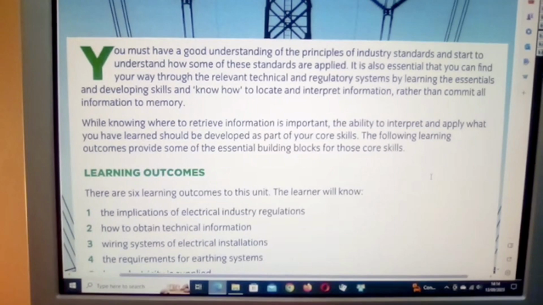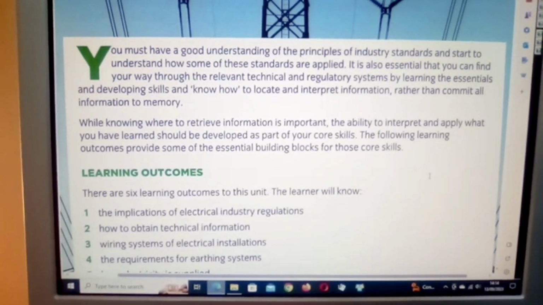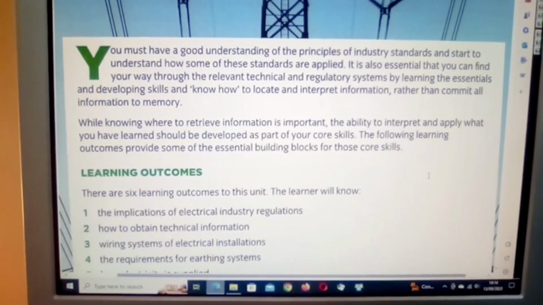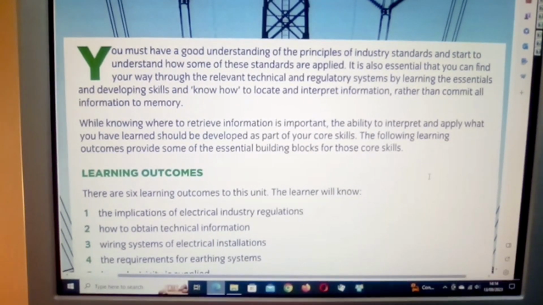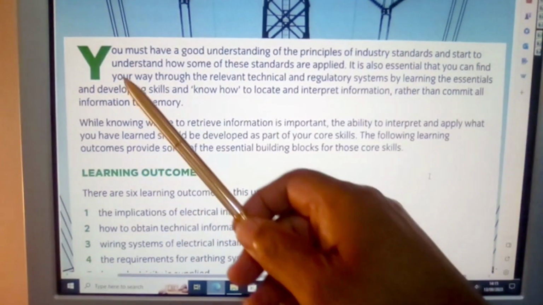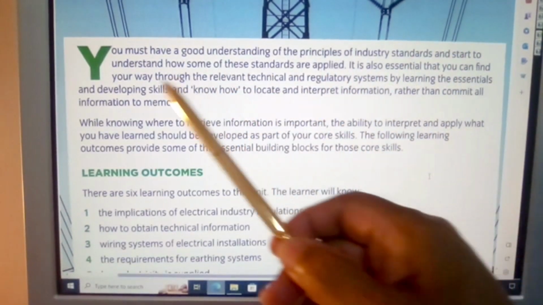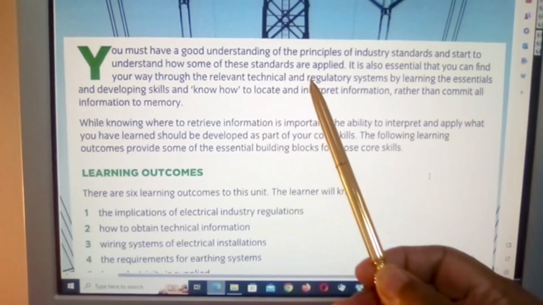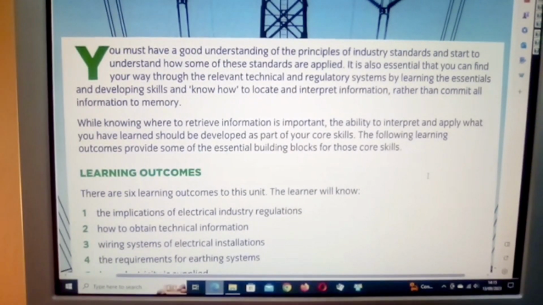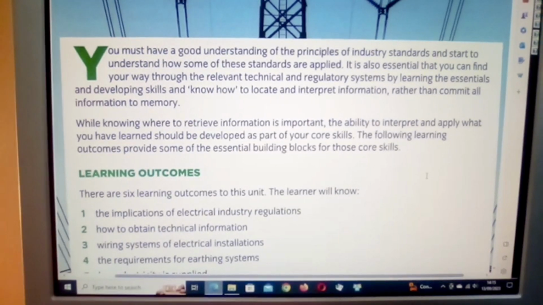Now, I'm not going to read this through to you, but what I want to do is tell you about it and make you aware of the requirements that you will need to be looking at and considering from the time you start your apprenticeship. Okay? You must have a good understanding of the principles of industry standards and start to understand how some of these standards are applied. And that standard is set out in the IEE regulations. Okay?